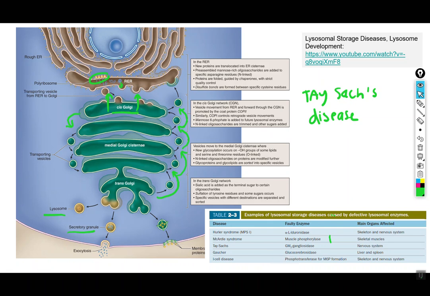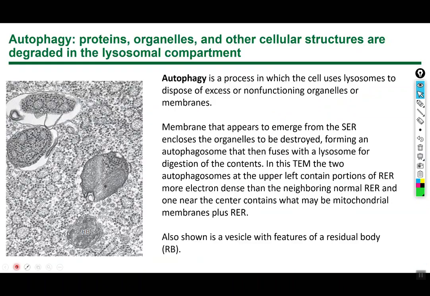Okay, so moving on, let me just trash all this and then we will go to the next slide. Okay, so autophagy. Autophagy means self-eating. So this is basically a process by which cells take apart and recycle parts of themselves that are no longer functioning or that they're not using. So excess or non-functioning organelles or membranes is what happens in autophagy. Those things are disposed of.